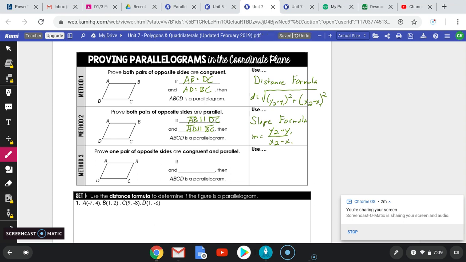Now, this last method, you're proving just one pair of opposite sides are both congruent and parallel. So it doesn't matter which one you pick, you just pick one pair of opposite sides. So let's say I picked AB and DC. Well, if I prove that AB is equal to DC and those same two sides are parallel to each other, then it's a parallelogram. So in this case you're combining both methods. You're doing both distance and slope formulas.